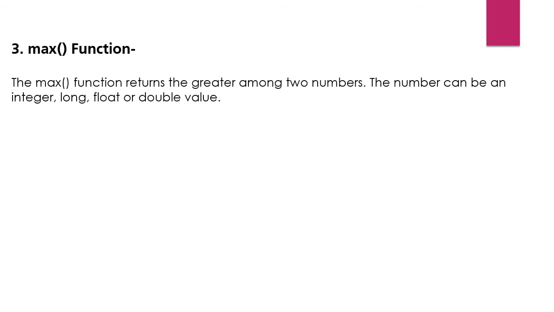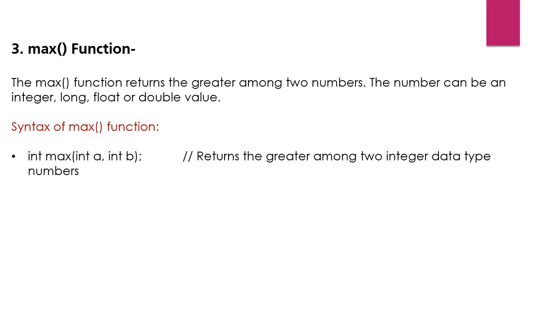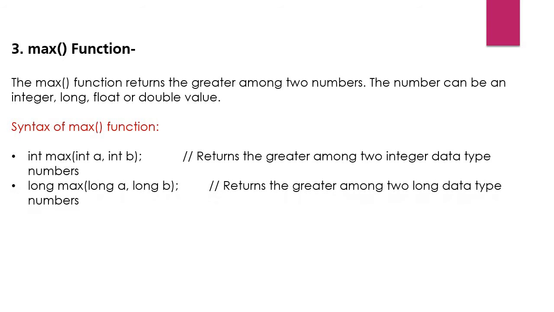Let's see the next function, which is max function. The max function returns the greatest among two numbers. The number can be an integer, long, float, or double value. Let's see the syntax of max function. int max(int a, int b) returns the greatest among two integer data type numbers. long max(long a, long b) returns the greatest among two long data type numbers.